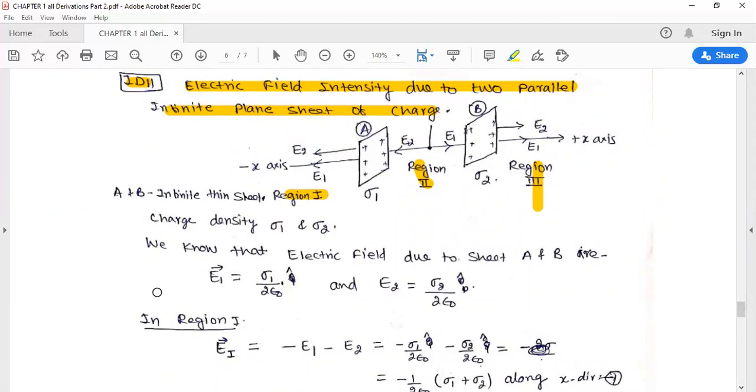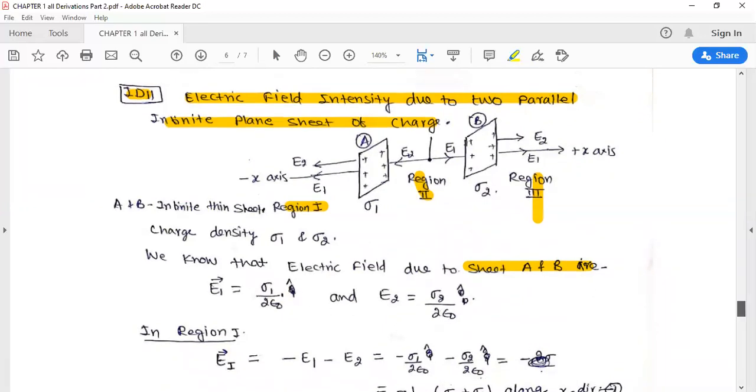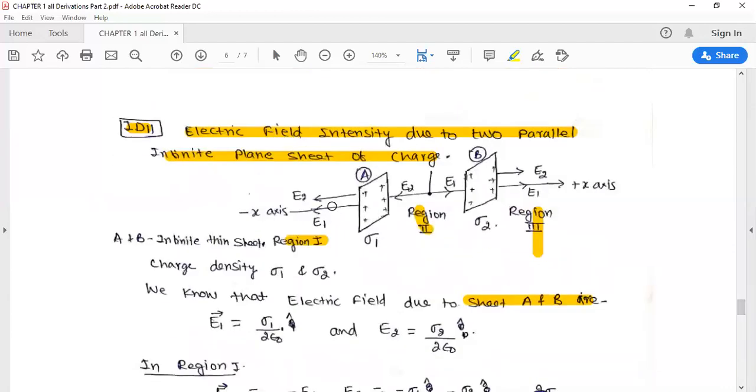Now you have to find out electric field intensity due to this sheet in all the regions. We know that electric field due to sheets A and B are E1 equal to sigma 1 by 2 epsilon naught, and E2 equal to sigma 2 by 2 epsilon naught. Now in region 1, E1 is due to plus charge, so electric field is outside from this plane, and E2 is also due to positive charge, so due to E2 there is also electric field outside this surface.